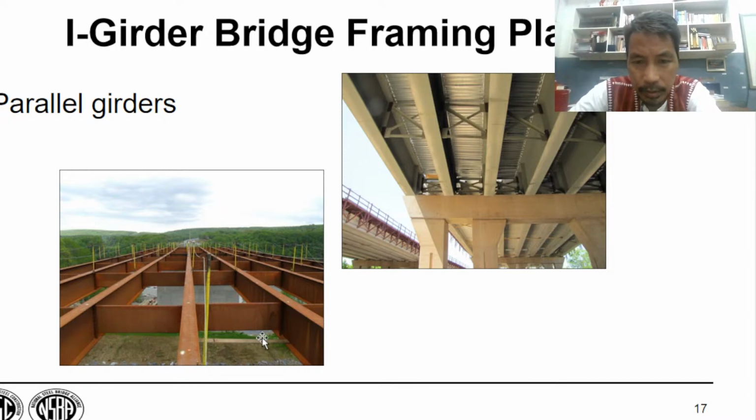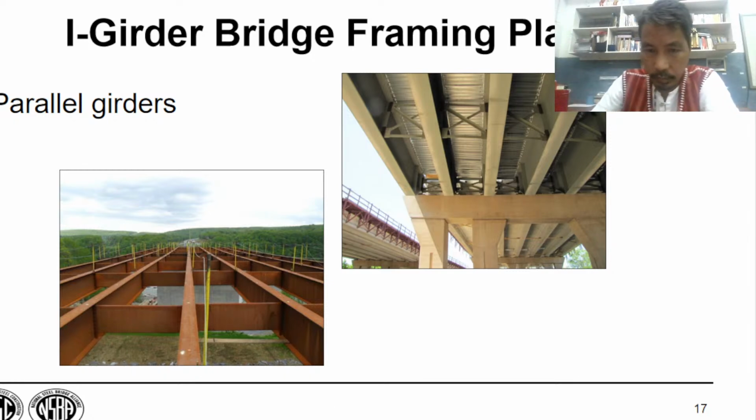This particular picture. How many girders here? 1, 2, 3, 4, 5, 6, 7. 7 girders here. Here, 1, 2, 3, 4, 5, 6, and 7. 7 girders. Okay? But now we have what? Multi-column and 1 pier cap. We have 1 column and 1 pier cap. We have multi-column here.